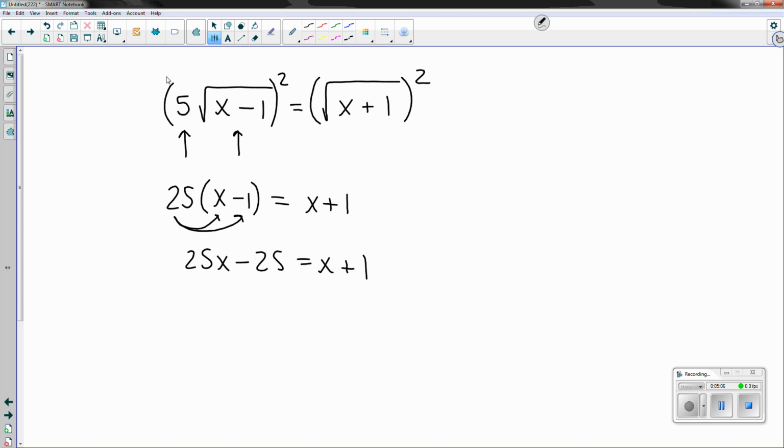We have a linear equation here to solve, so I'm going to get my x variables on the same side. I'm going to subtract x. I'm going to move that negative 25 to the other side. And we're going to get 24x equals 26. So x equals 26 over 24, which reduces to 13 over 12.